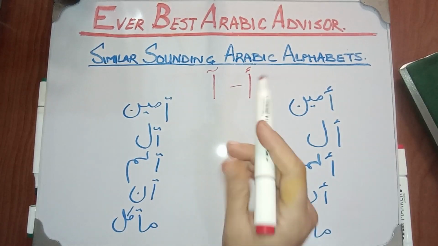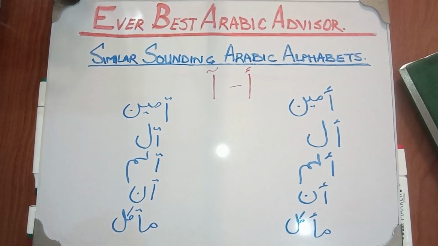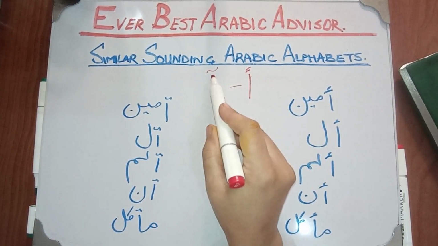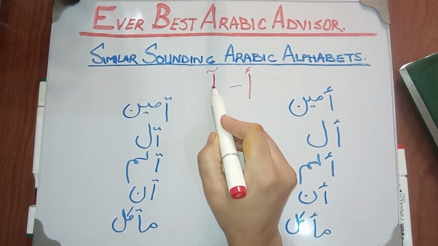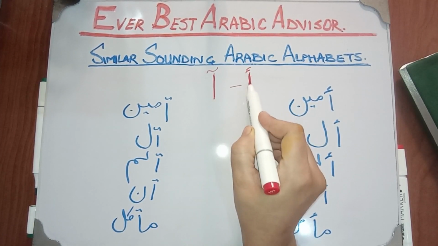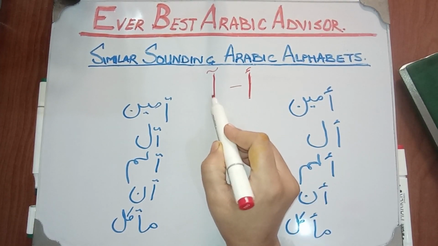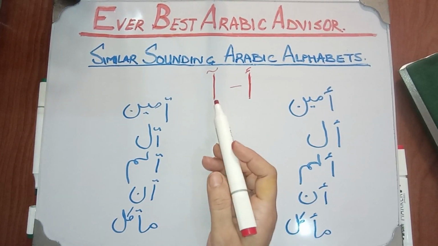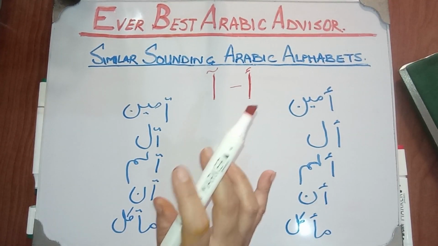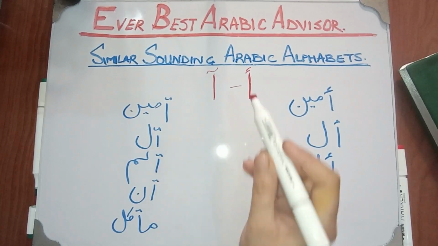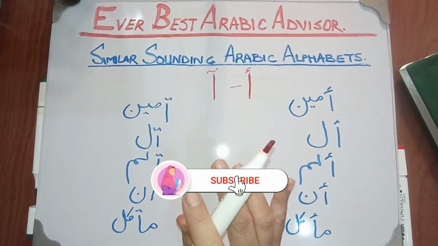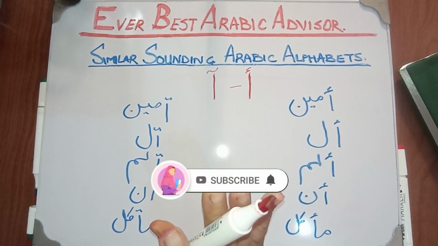Today we'll discuss two new letters, Hamza and Mad. Hamza and Mad both have a sound, but what is the difference, I will discuss in this video. So do watch until the end so you learn the difference clearly. Hamza has a sound, but it's straight.